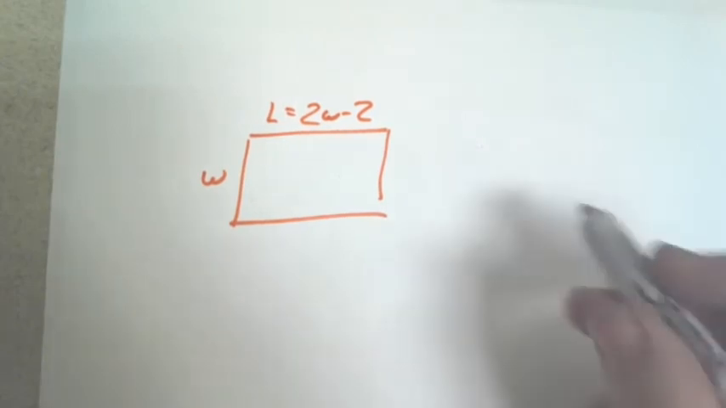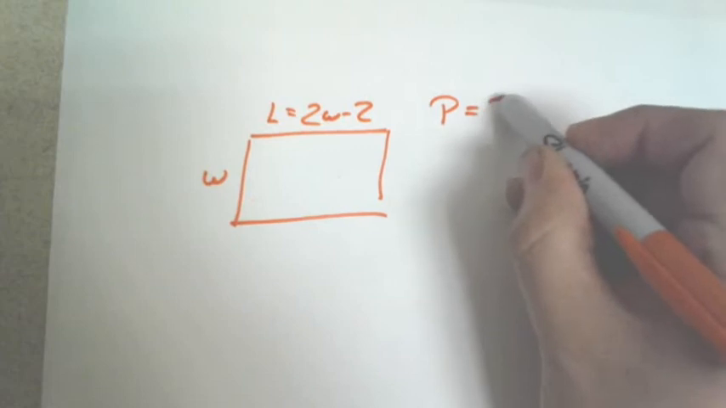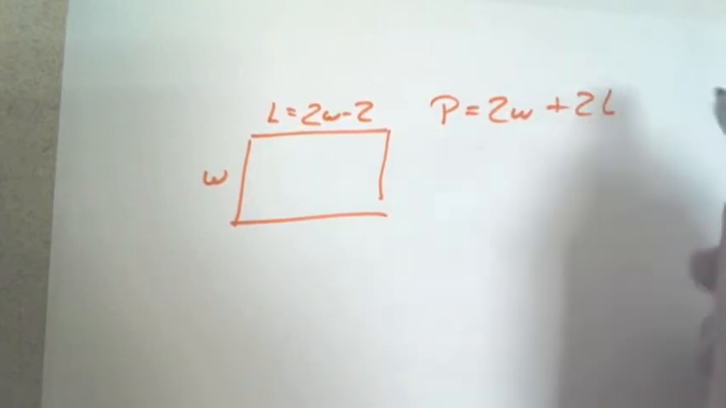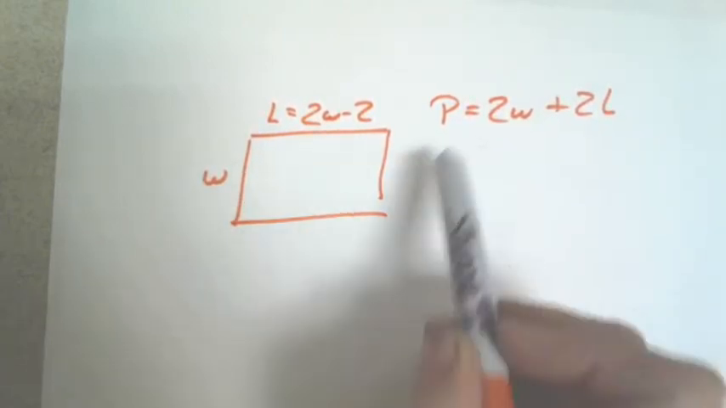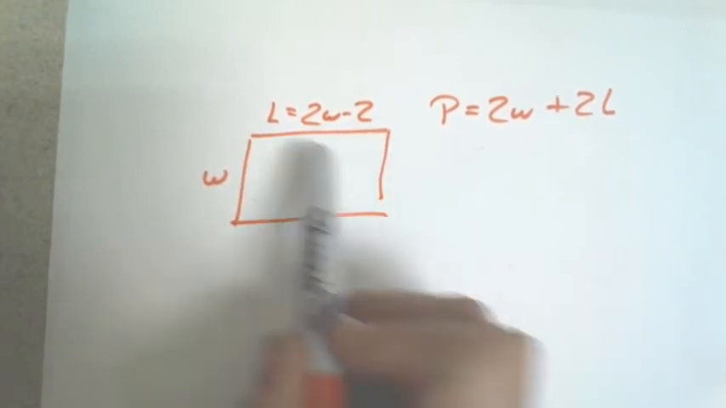So the length of your rectangle is 2 centimeters less than twice the width. So if that's the width, and this is the length, that length is 2 less than twice the width. So we have that relationship. We're asked about perimeter. Perimeter is 2 widths plus 2 lengths. Perimeter being all the way around.